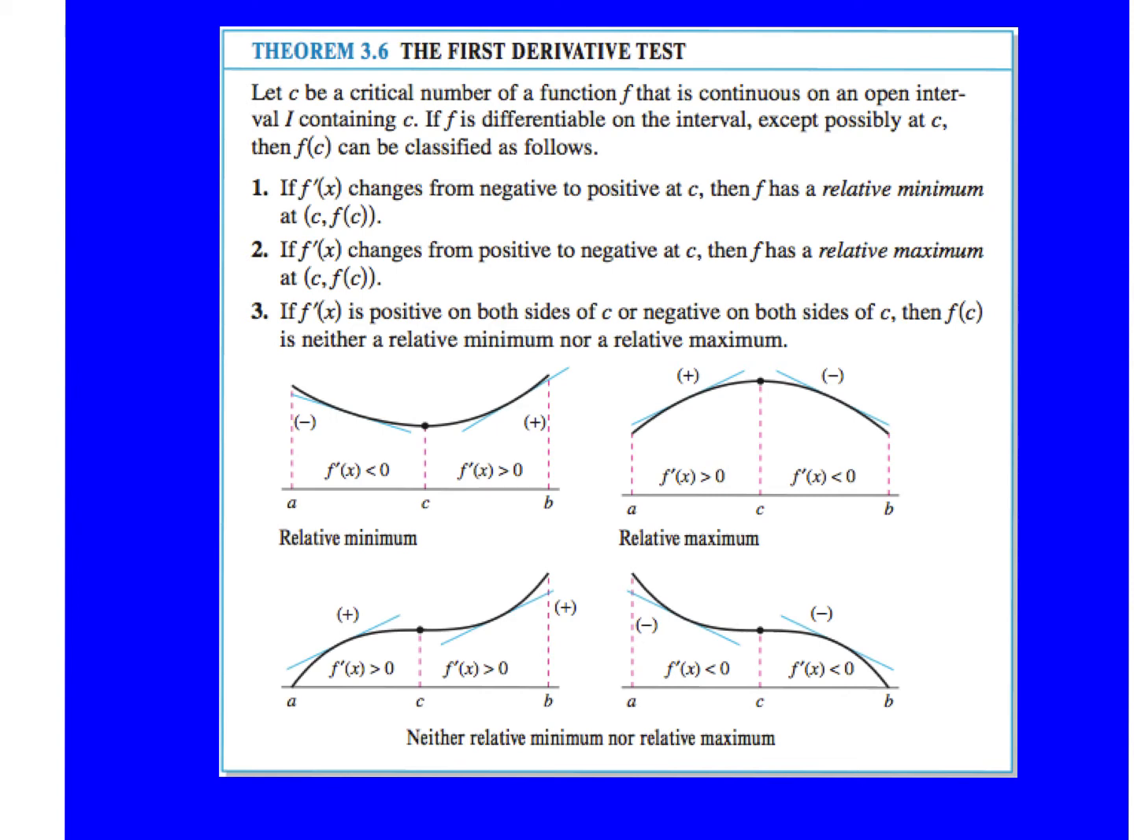I know it seems basic, but I'm going to ask that in different ways as time goes on in this chapter and following the rest of the year. So to have a relative minimum, f prime changes from negative to positive. If I have that change, that's where a relative minimum occurs. To have a relative maximum, f prime is going to change from positive to negative. F prime is going to change from positive to negative on a relative max.